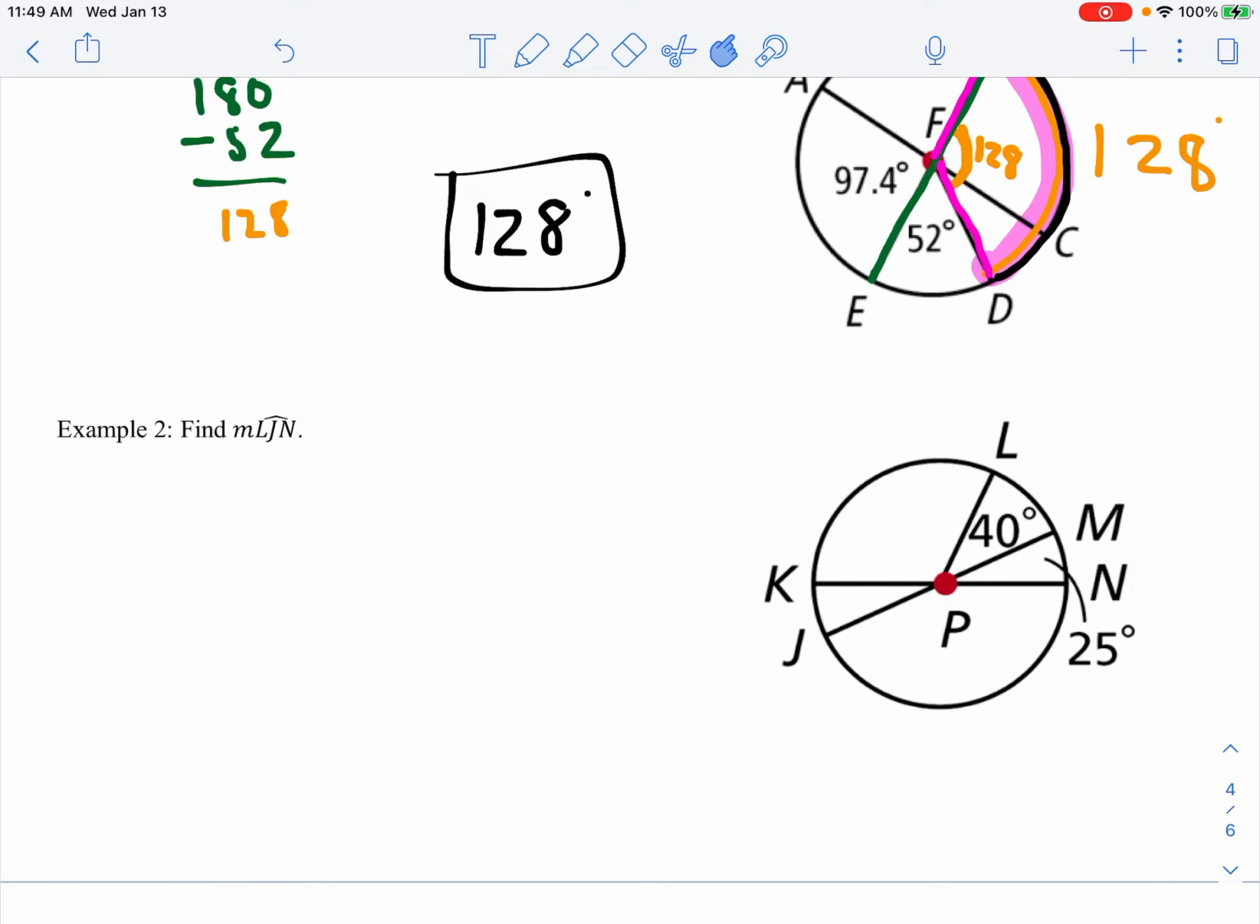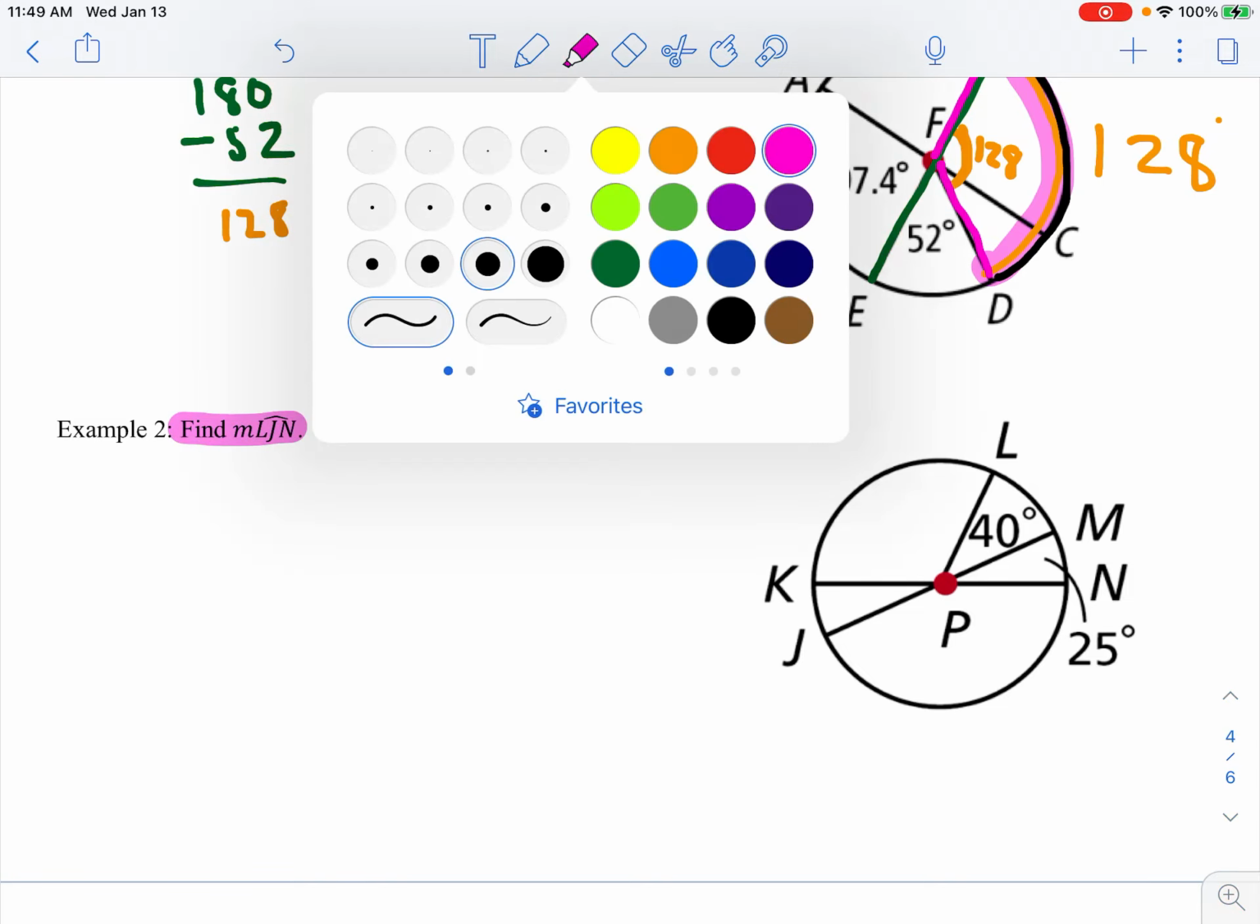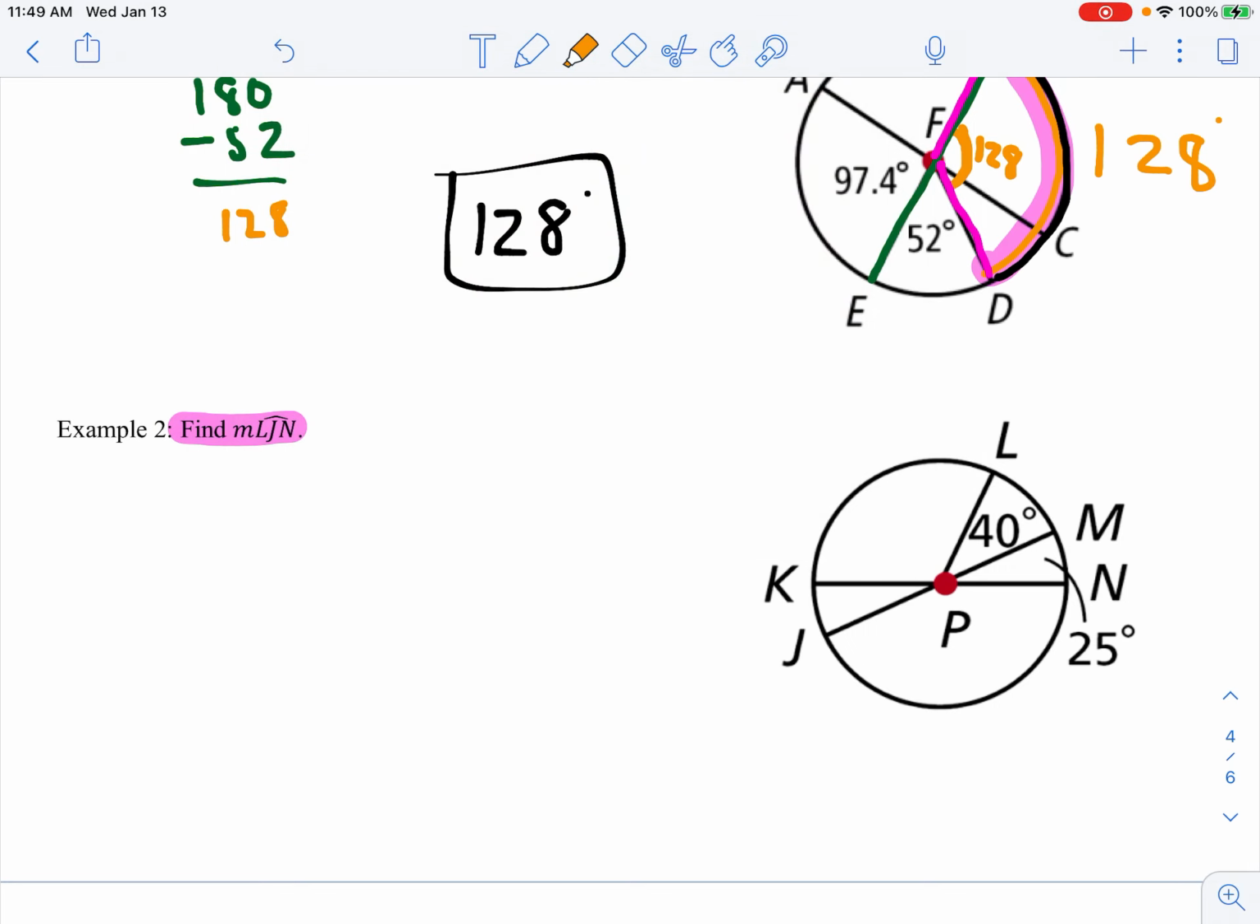All right, let's look at this next question. It says find arc LJN. So I'm going to go to my picture and trace L to J to N, but I must go through the letter J before I get to N. So notice I would have to rotate from L through J and stop at N.